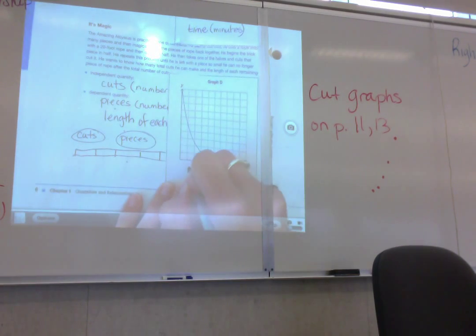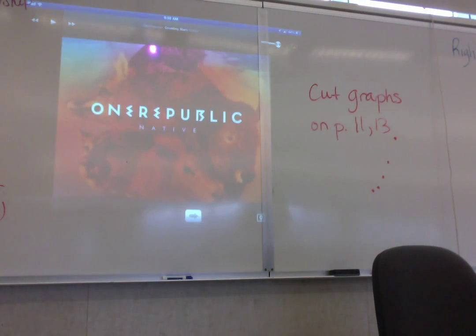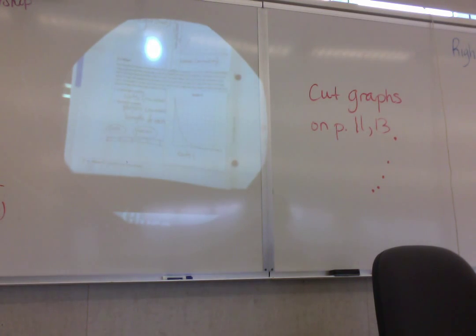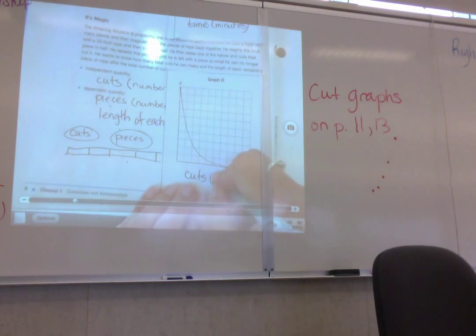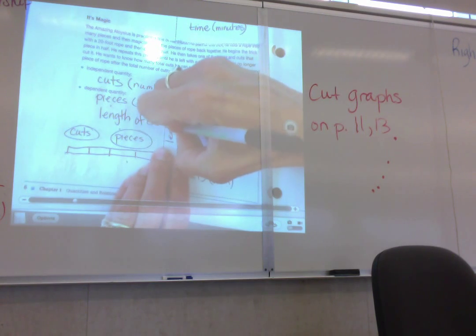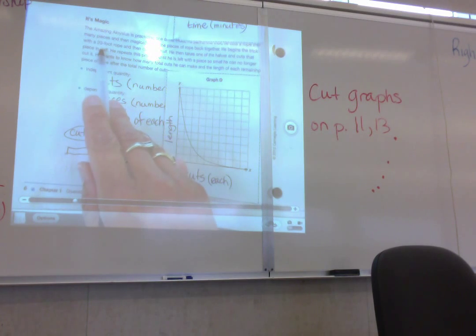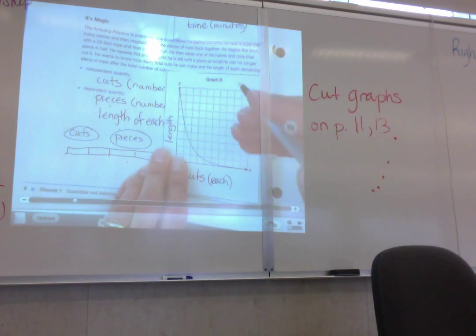We have cuts and, okay, they counted each one and the length. What should we measure the length in? He didn't give us units. Oh, wait a minute. It gave us something. It was a 20-foot rope. We could measure it in feet.